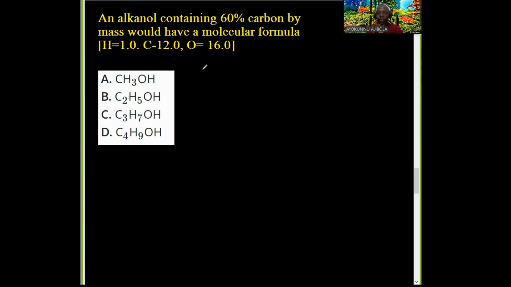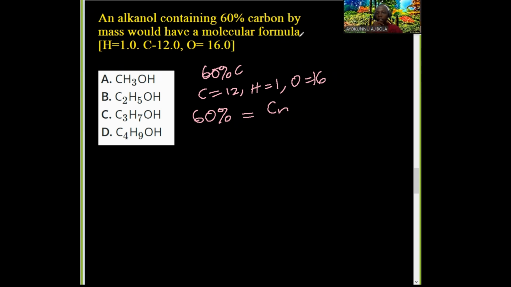Now, we have 60% carbon. C is 12, H is 1, O equal to 16. Then 60%. The general molecular formula for alkanol is CnH2n+1OH. Is that clear?